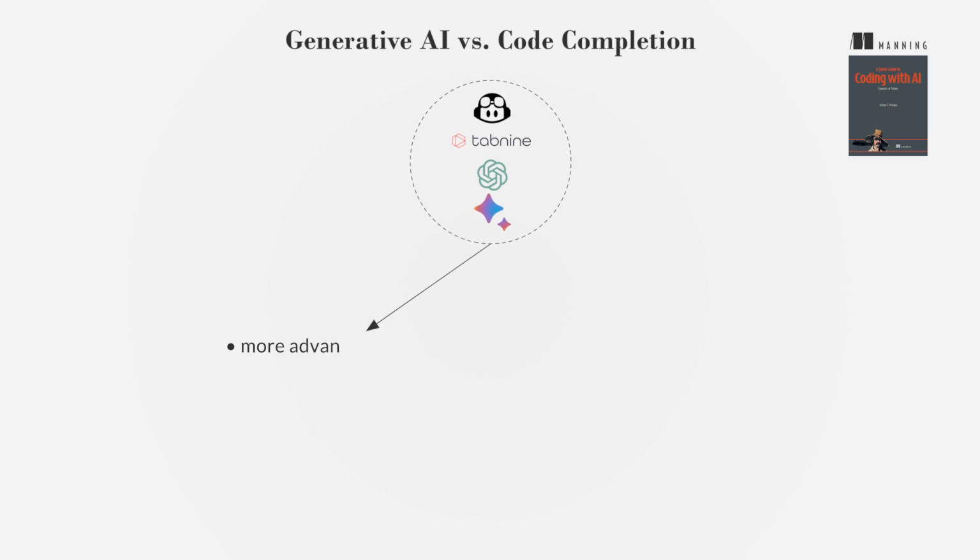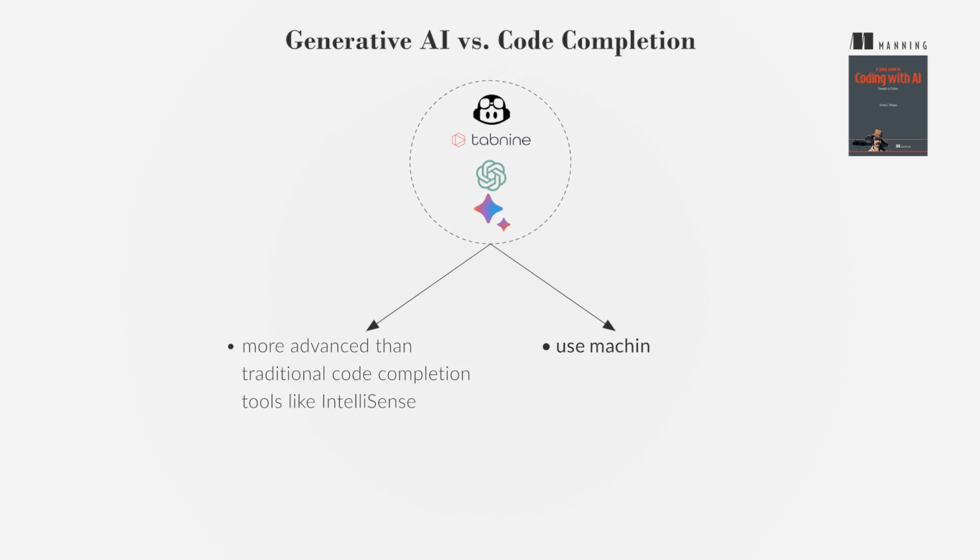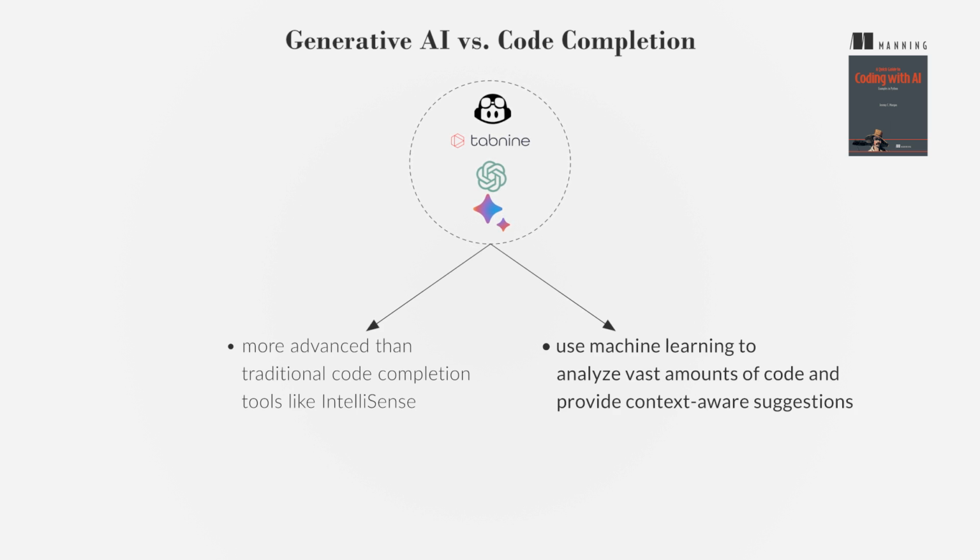Generative AI tools are more advanced than traditional code completion tools like IntelliSense. They use machine learning to analyze vast amounts of code and provide context-aware suggestions, making them more prescriptive and versatile.